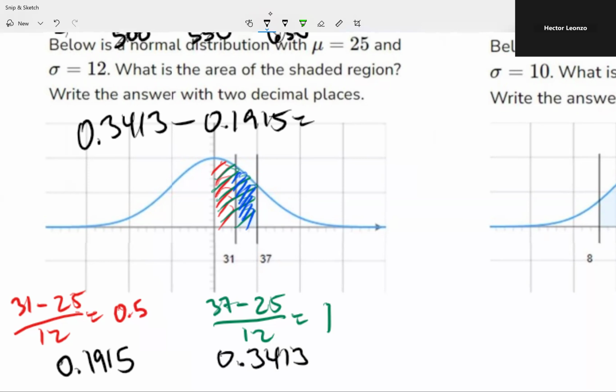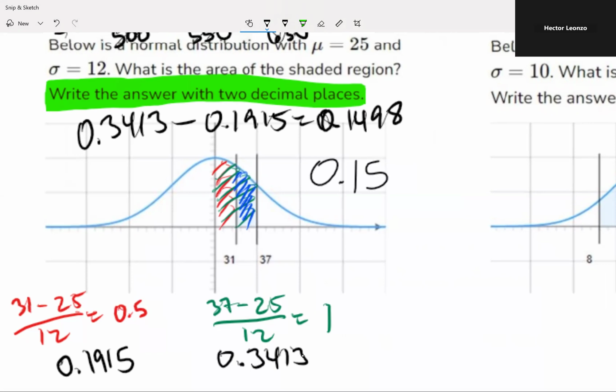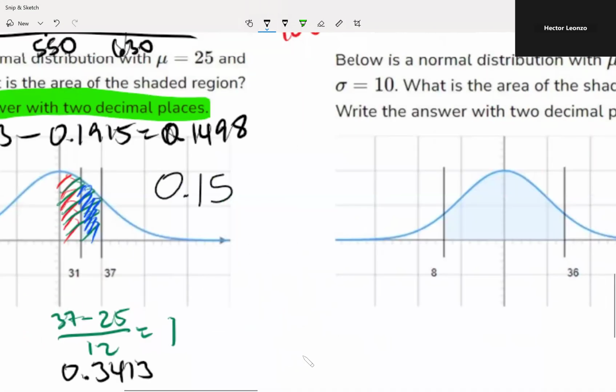In my case, 0.3413 minus 0.1915. I get 0.1498. But very interesting part here though. Write the answers with 2 decimal places. So in this case, I'm going to write 0.15.